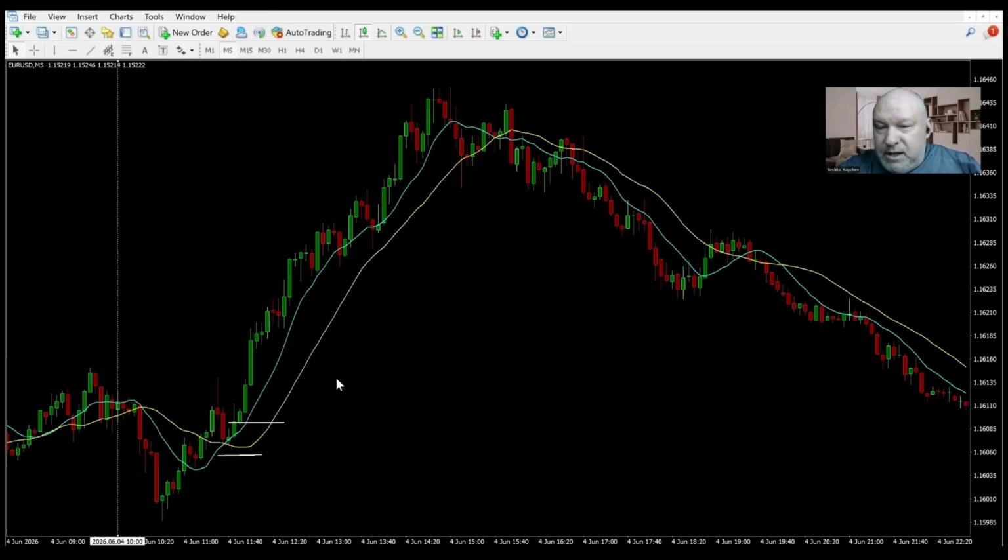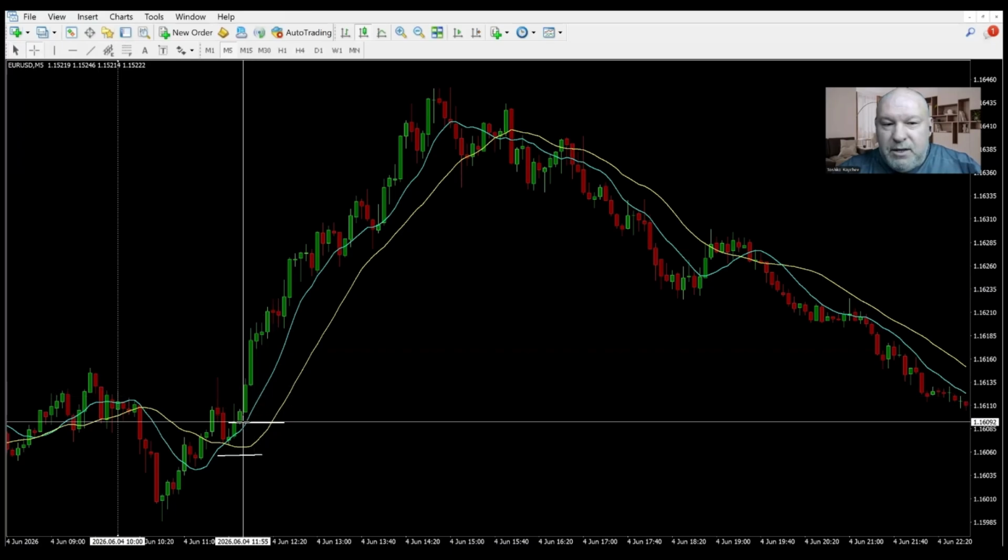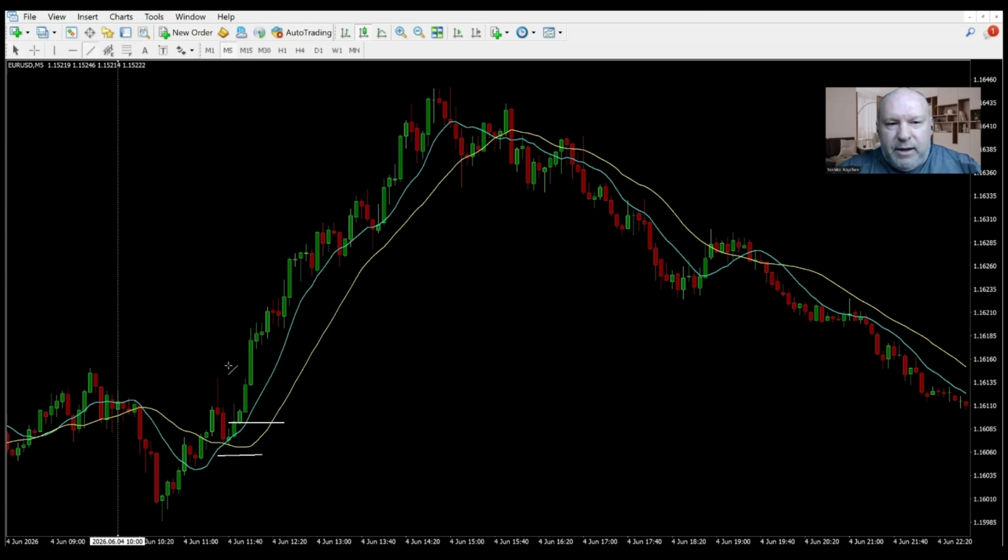Take profit target, if you want to use a hard set take profit target, could be 2 to 1 to your stop loss. So in this case, the stop loss is 3, almost 4 pips, let's say. The take profit target will be twice that, so 8 pips, somewhere here.